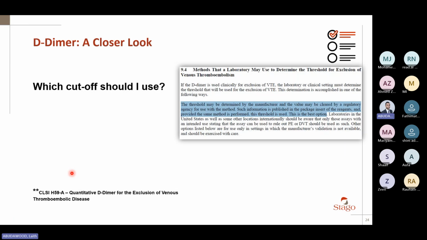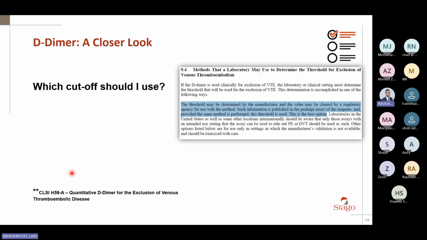Okay, then do I need to verify the D-dimer cutoff? No, you're not required to do that because, again, that will be a very, very complicated work to do. It's not easy for a lab. And again, it's very costly, very complicated, very lengthy. So usually CLSI says, because of all these considerations, just take the manufacturer cutoff, work with it as it is. You don't need to verify, you don't need to validate. Okay? As long as the manufacturer officially claims that their kit can exclude PE and DVT.